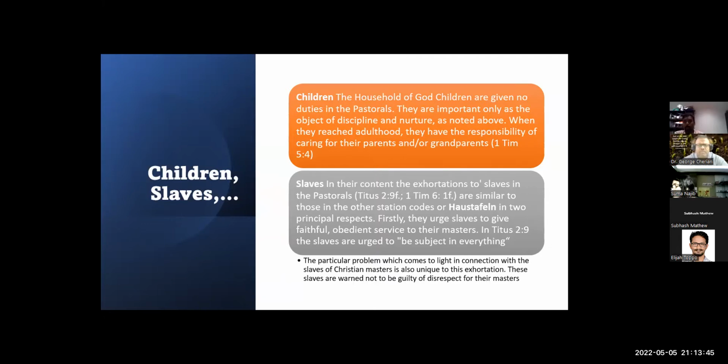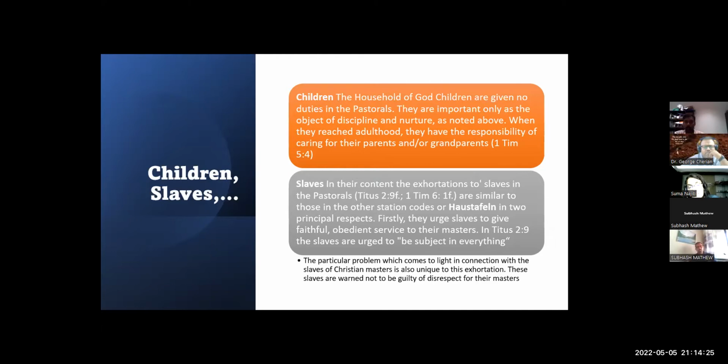Now, children and slaves he is addressing in the next section. Children in the household of God are given no duties in the Pastorals. They are important only as the object of discipline and nature, as noted above. When they reach adulthood, they have the responsibility of caring for their parents and or grandparents. So basically, that is a culture, right? As children, we have to take care of our parents, even if we have grandparents. If we don't do that, then our testimony is lost.